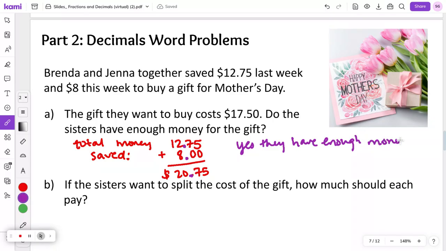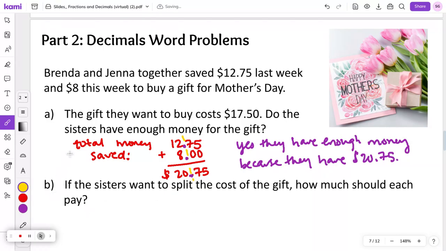And it's always good to explain why. Yes, they have enough money because they have $20.75. So they could buy something with $17.50. That is the first part. It's all about when you add and subtract decimals, you want that decimal point, just like I have here, all lined up. You want it all to be in the same place, right there.